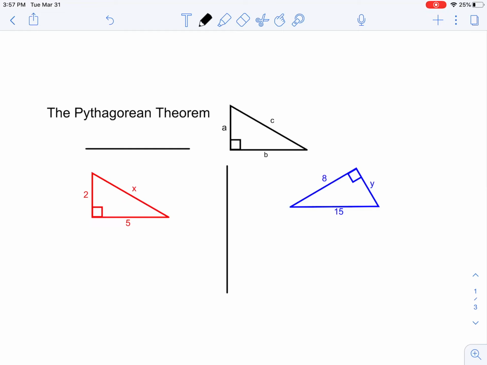So recall that the two sides that form our right angle are the legs, and then the side that is across from our right angle will always be our hypotenuse.